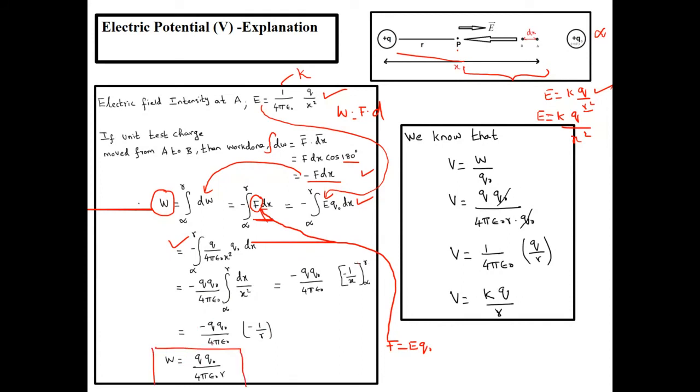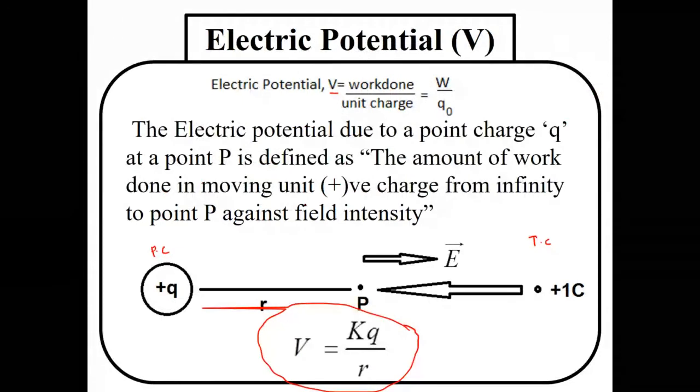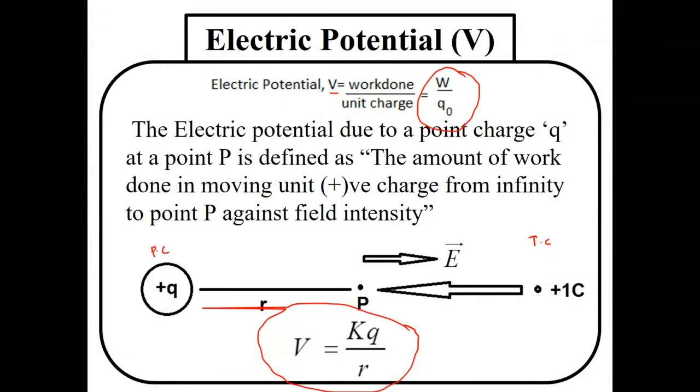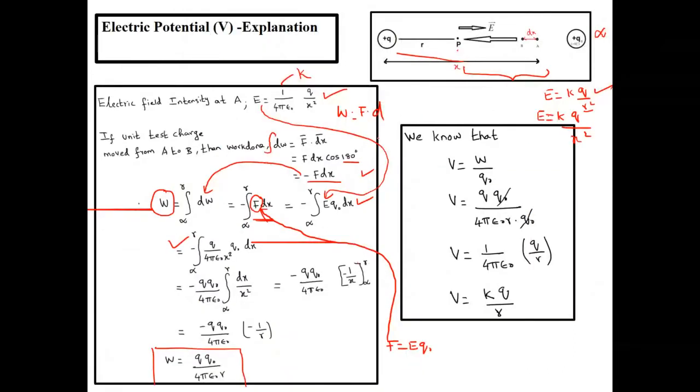Now after you got the work done, we have the general rule. What is our general rule, my dear, for finding the potential? Work done divided by Q naught. So I am going to write the same relation: my potential is equal to work done divided by Q naught. I am going to take this and substitute here. If you substitute here, what will happen?